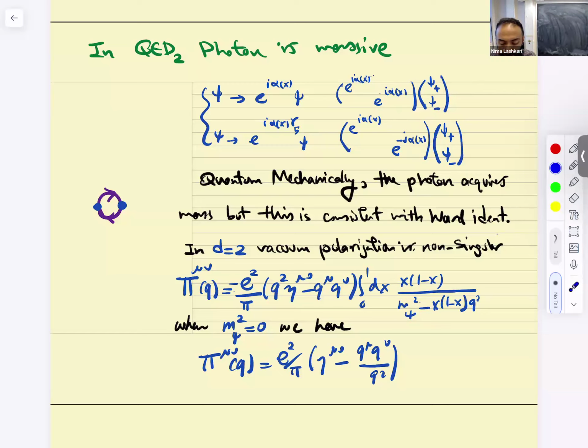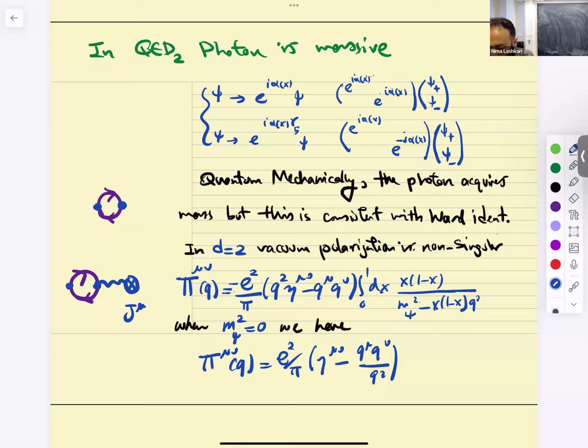The trick we use is this vacuum polarization, right? So the anomaly has to do with this object. This is J mu. This is an external source, A mu, and this is the one loop correction to it.